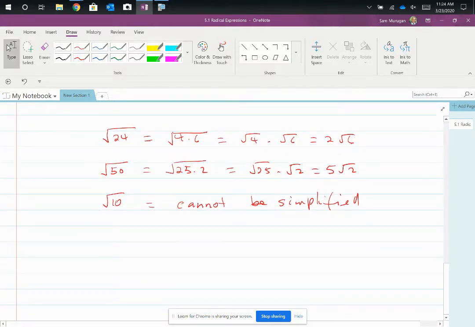If we wanted to find the square root of 108, this is the square root of 36 times 3, which is the square root of 36 times the square root of 3, which is 6 square root 3.